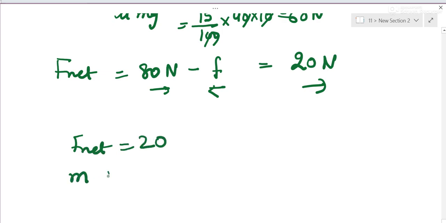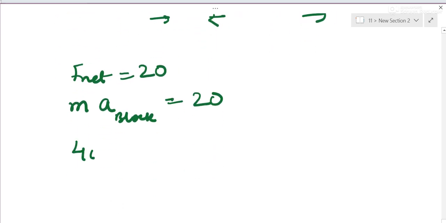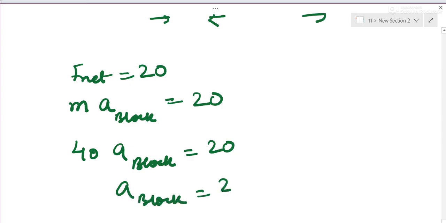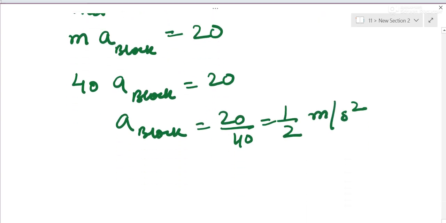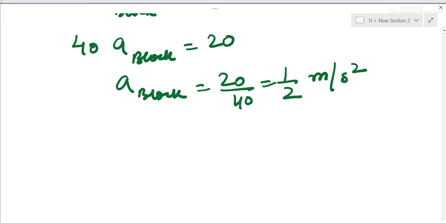So what is the acceleration? This acceleration is of the block. Please write A block. So mass of block is 40. So the acceleration of the block will be obtained as 20 by 40, right? Acceleration of the block would be 20 by 40, that is 1 by 2 meter per second square. Acceleration of the block is ready.